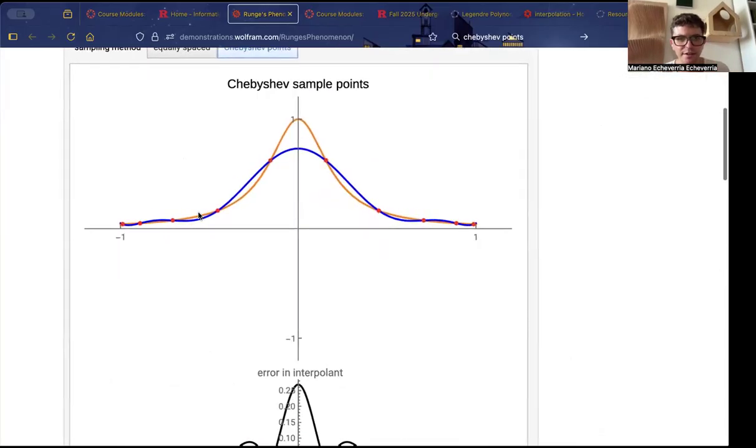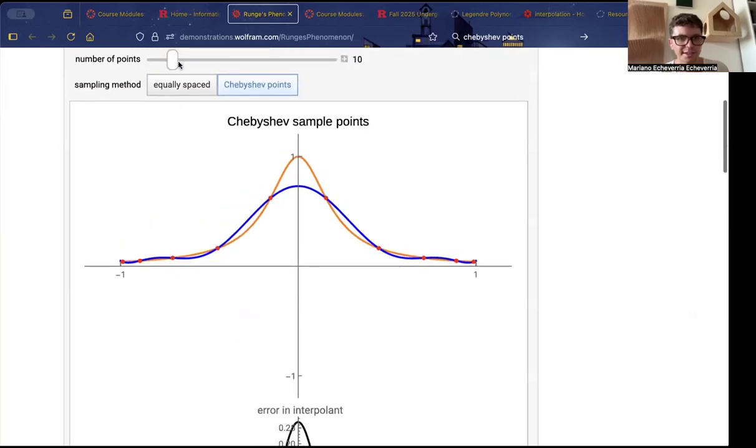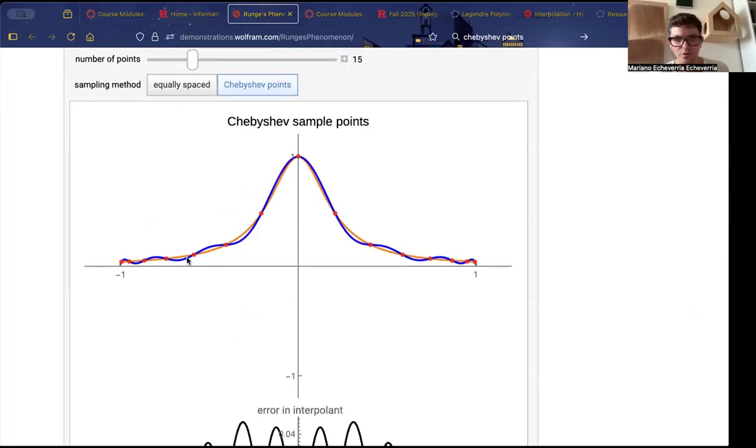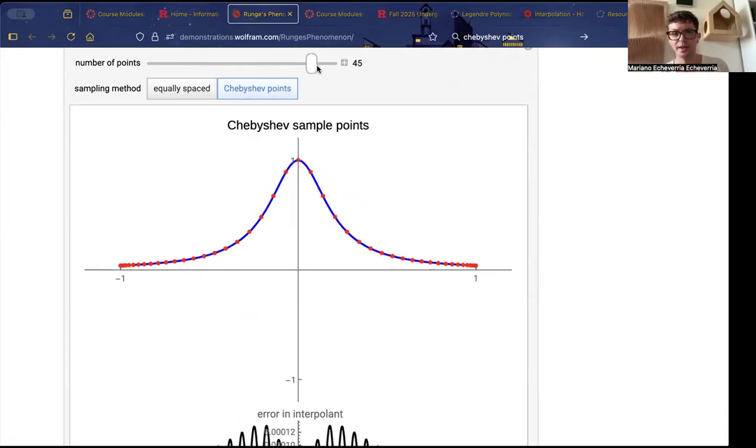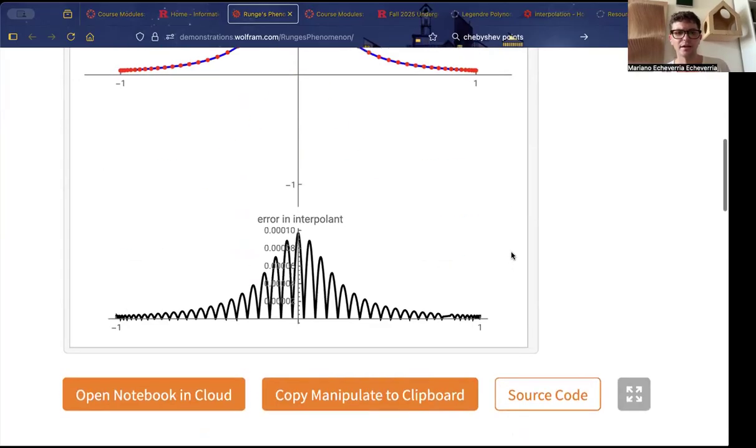If you can see here, the red dots tend to accumulate towards the endpoints of the interval. As you see, there are more red points towards -1 and 1 than elsewhere. But the idea is that if you actually have done the sampling using Chebyshev points, then the interpolation behaves a lot better.